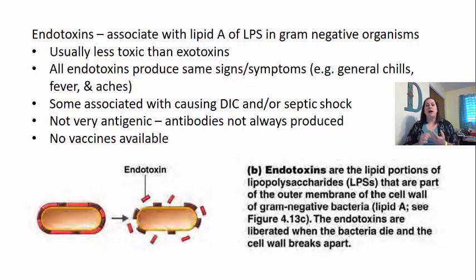All right, so when we talk about having those chills and aches and pains from being sick, these could be caused by endotoxins. Some are associated with causing DIC. DIC can be a life-threatening condition where the body has clotted too much and used all its clotting factors, which means then they're bleeding somewhere else. So it's kind of a vicious cycle of trying to keep clotting and bleeding under control, and it could also lead to septic shock. Endotoxins are not very antigenic, meaning antibodies are not usually produced against these guys, and so there's no vaccines available.